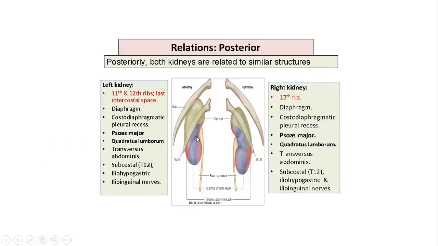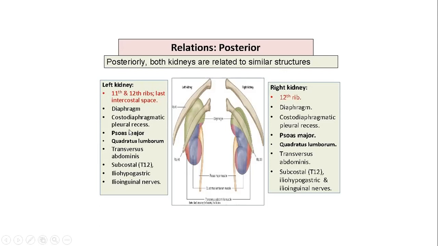The posterior relations for the kidneys are pretty much the same, except a few differences because of the level of each kidney. So the right kidney posteriorly is related to the 12th rib, but the left kidney is related also to the 11th rib. So 11th and 12th ribs for the left kidney and 12th rib for the right kidney, because it is lower than the left kidney.